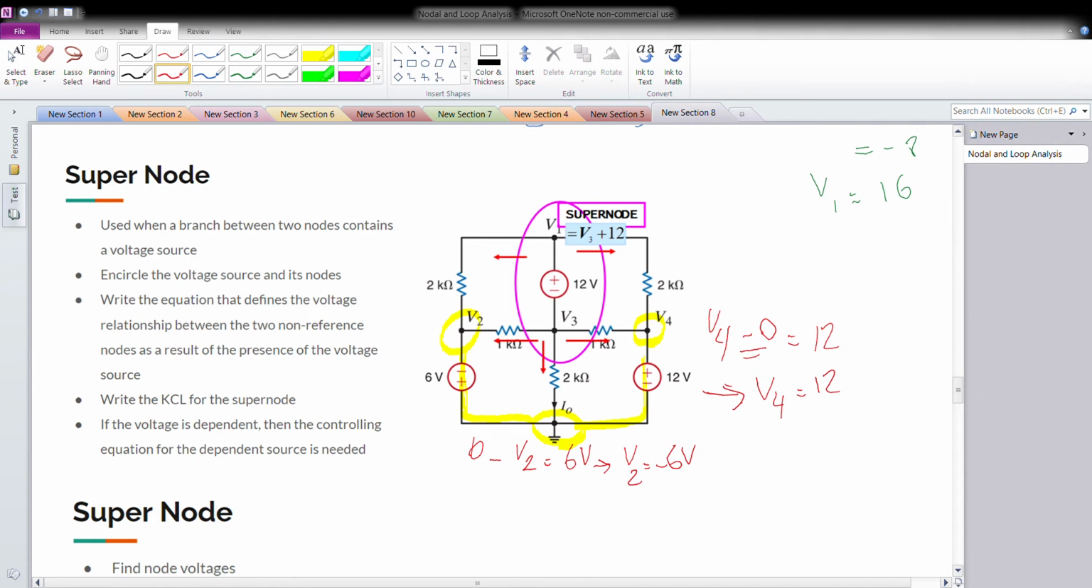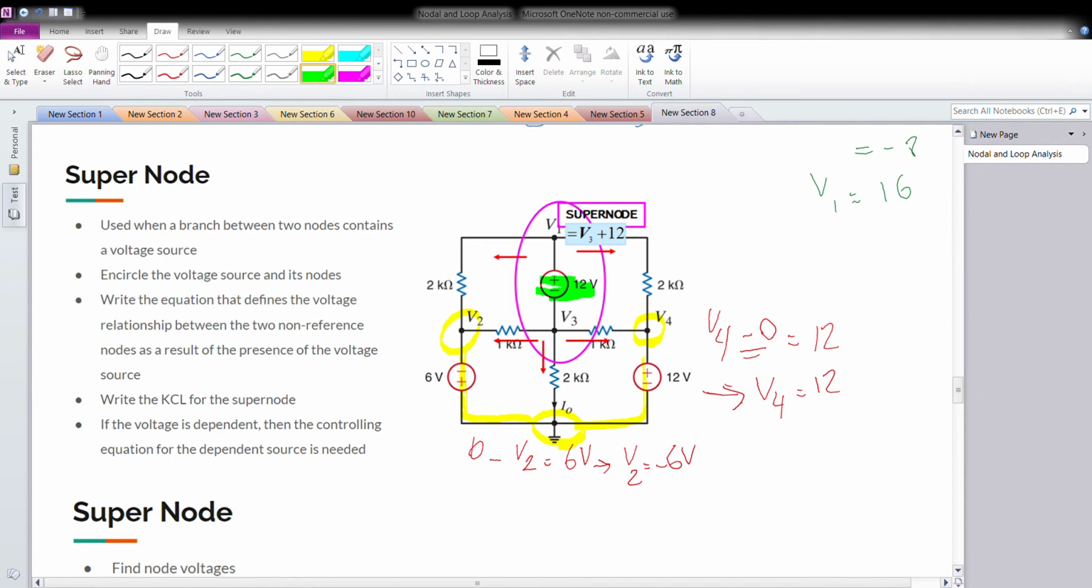The other scenario for supernode is where you have a voltage source that's connected between two nodes where none of them are ground. In that case, you have to do two things. The first thing is to write the nodal equation between those two nodes in terms of the voltage difference with relation to the voltage source in between. What I'm trying to say is this 12-volt source, the other 12-volt, the one I'm highlighting in green, is between two nodes, V1 and V3. None of them are ground.